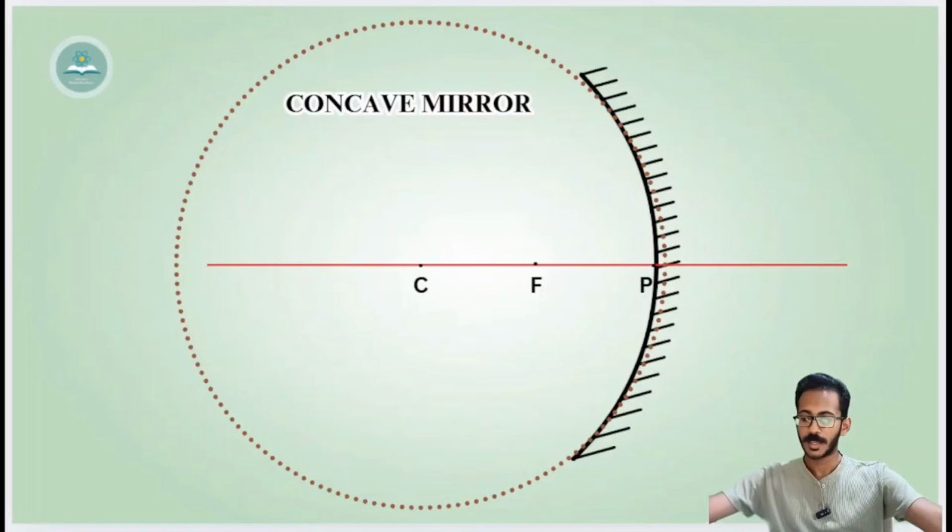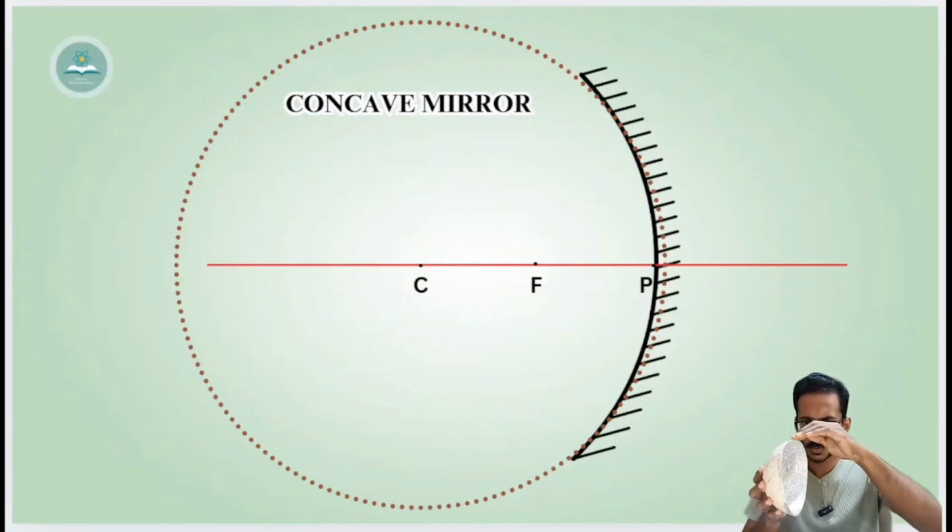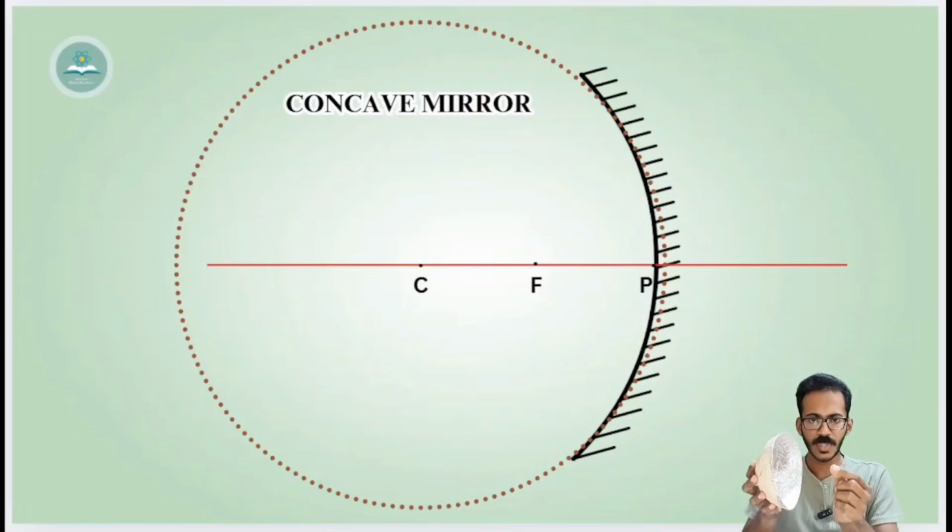Now, you already know that this mirror was part of a big sphere. So, we know for the sphere, there will be a center. If this was supposed to be a big sphere like this, for this sphere, this will be the center. This center is called the center of curvature of the mirror. Now, if we draw a line from the pole to the center of curvature, we get a line. This line is called the radius of curvature.